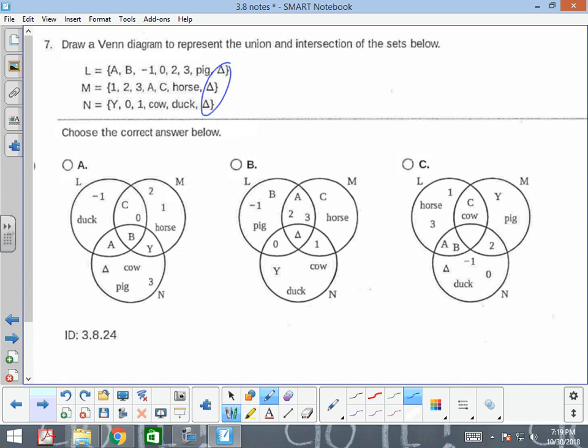This one has letters A and B, -1, 0, 2, and 3. I'm talking about all three of them. Let's see, 2 and 3 they have. So all three of them have in common that triangle. So that triangle is right there, which makes that a little bit easier. Remember, the intersection has to be what they all three have in common. That's going to be in the middle of all those circles.